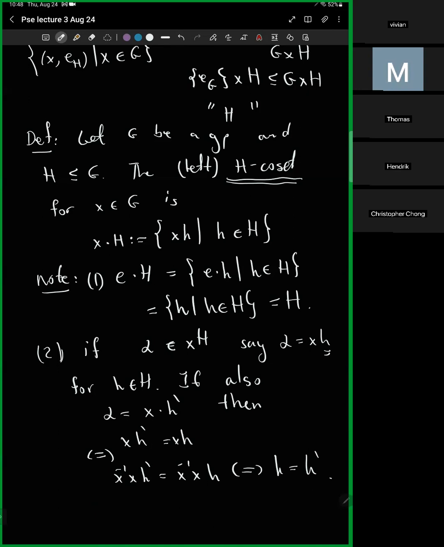Okay, so here's a question. Let's say H is finite. It could be like a group of n roots of unity. What is the size of xH? Anybody? Let's say H has 6 elements. What is the size of xH?